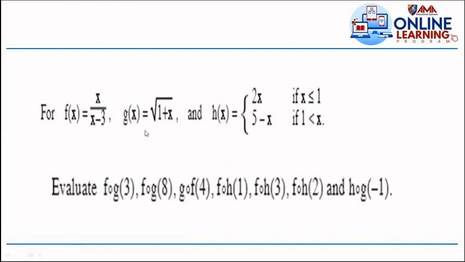So if you have your piece of paper there, paki-solve po natin for 5 minutes, okay? If the function f of x equal to x all over x minus 3, g of x equal to the square root of 1 plus x, and h of x equal to 2x if x is less than or equal to 1, 5 minus x if x is greater than 1. So, hanapin po natin dito f of g of 3, f of g of 8, g of f of 4, f of h of 1, f of h of 3, f of h of 2, and h of g of negative 1.